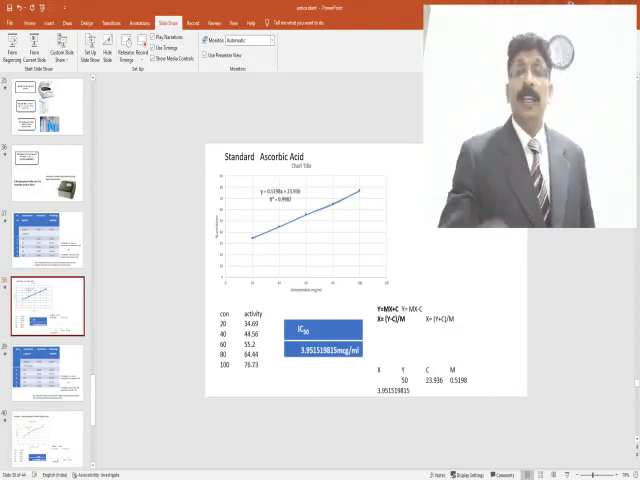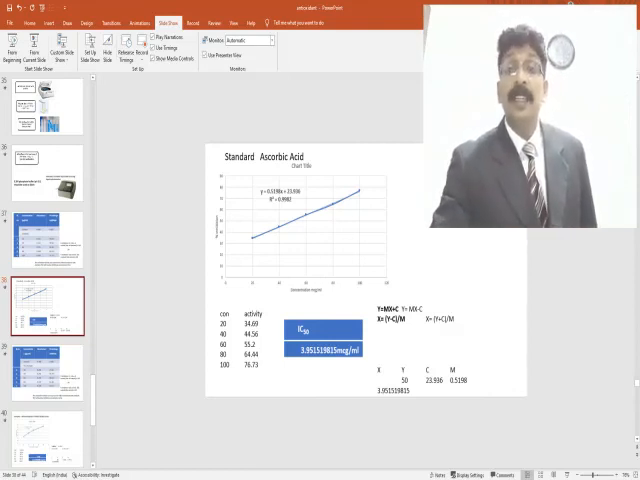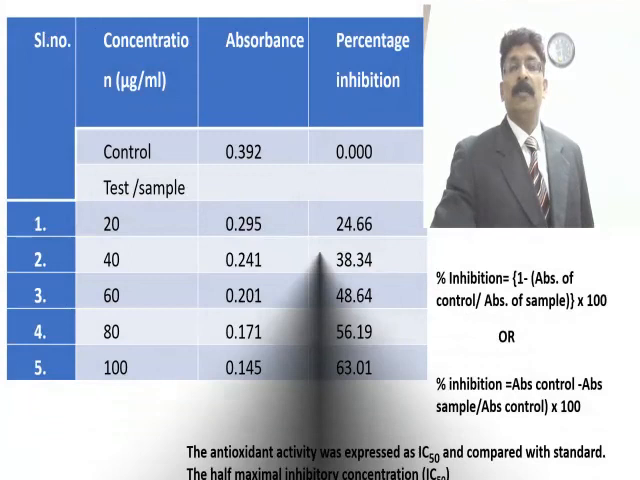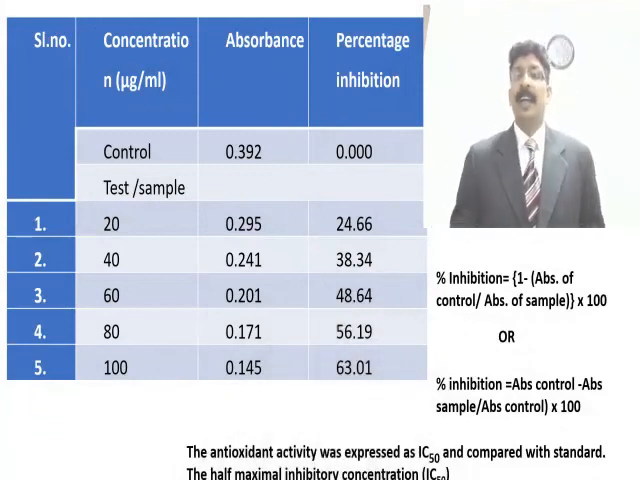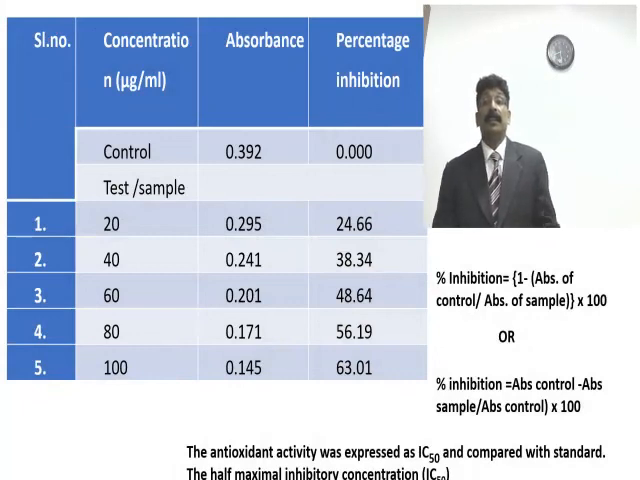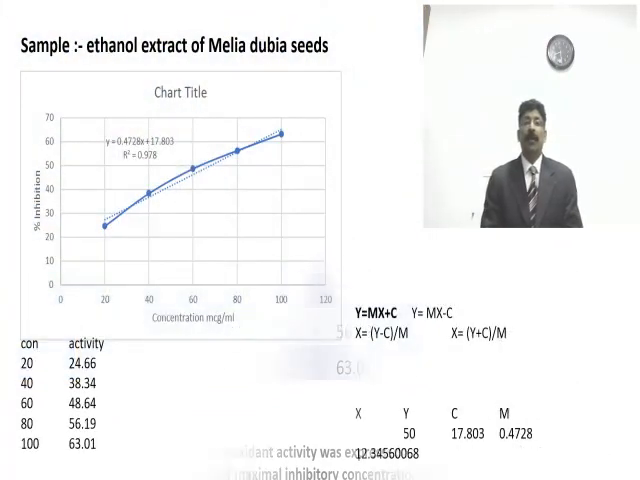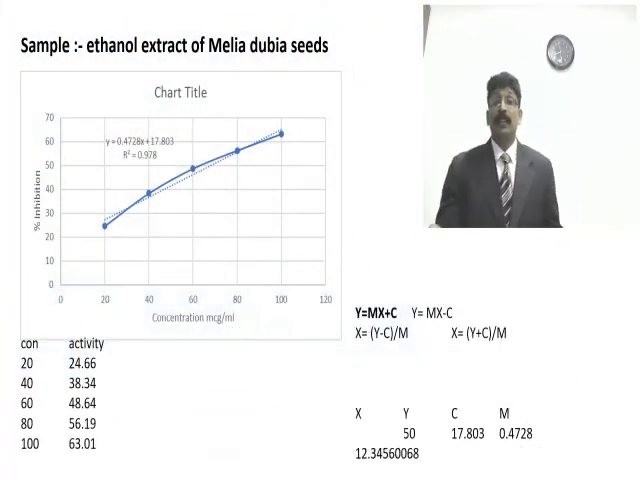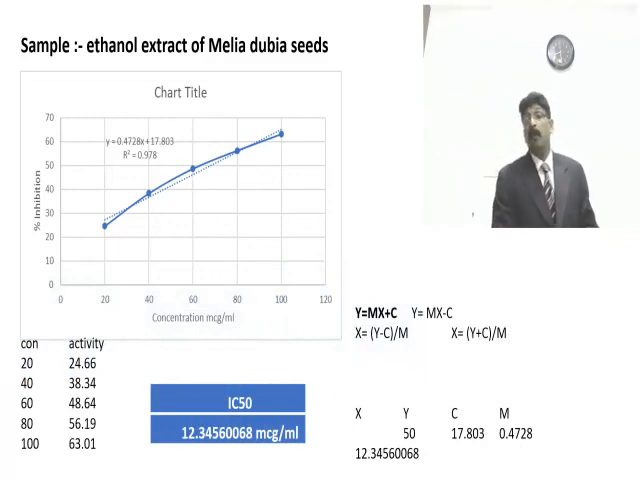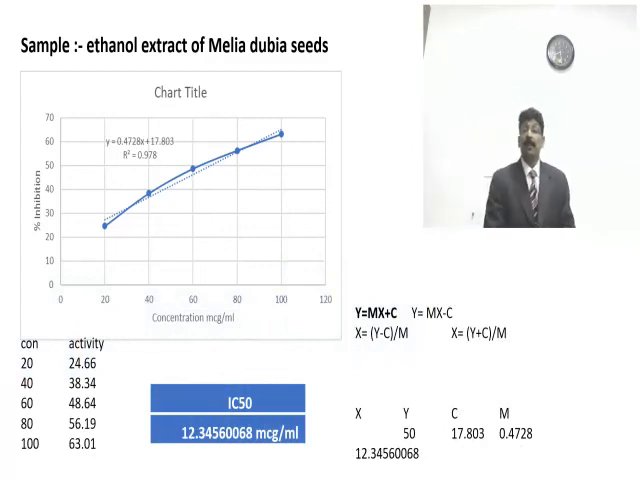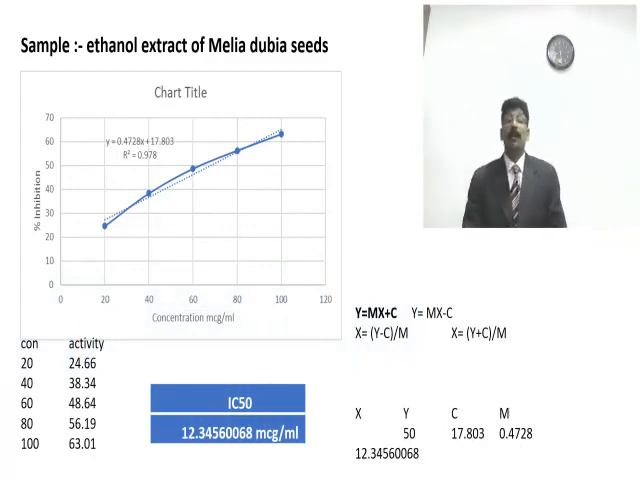Very easy. You got IC50. So, same thing you can go for. I just did the same calculation. See, now we'll go for the next one. That means, for example, here, can you see, this is for the sample. For various samples, we found the value for IC50 is 12.345 microgram per ml for the Melia dubaya extract.